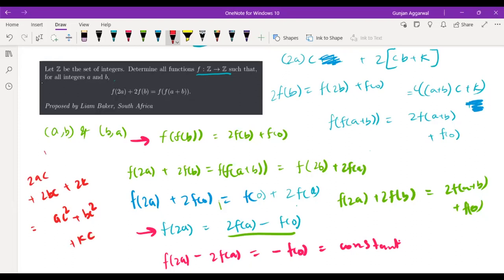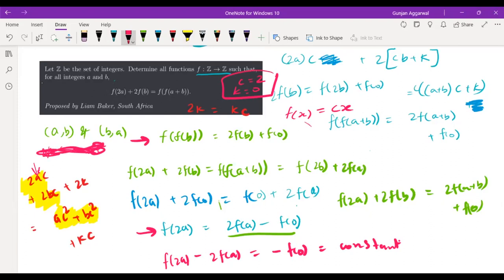You can now just substitute zeros. Okay, let's substitute a and b both zeros. So we get 2k equals something, so k equals 0, c plus 2. And if k equals 0, then the function is just f of x equals cx. And that I think does work. Okay, no, it does not work. C is equal to 2.